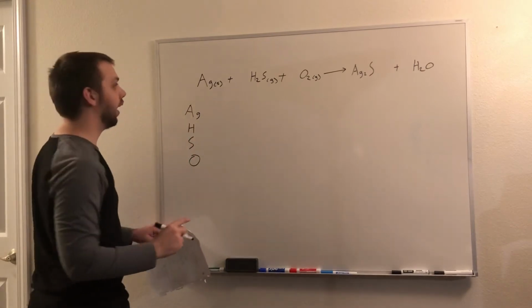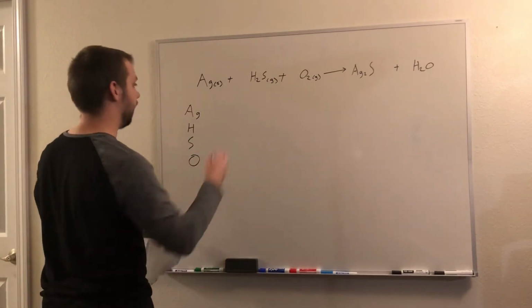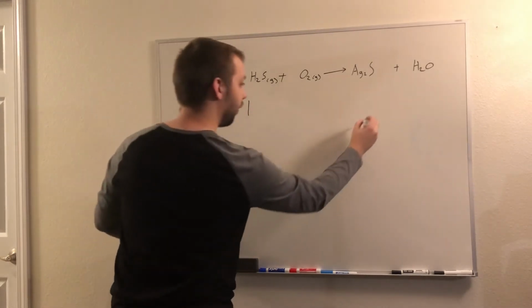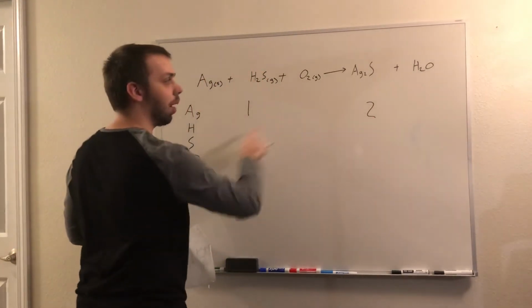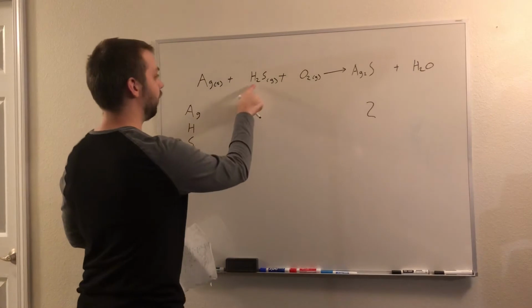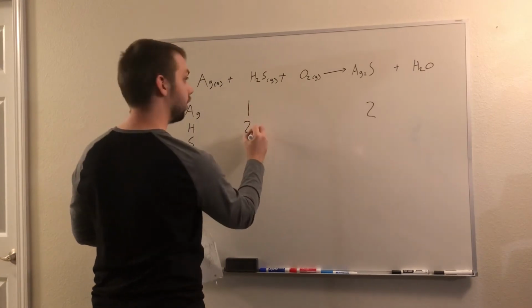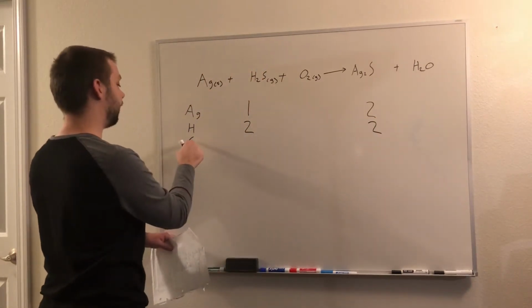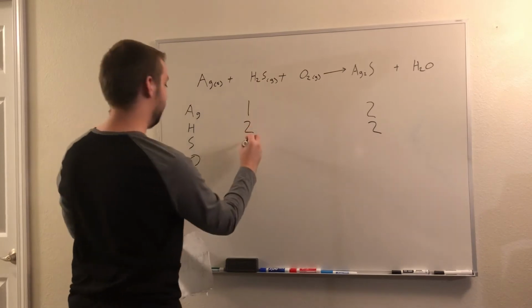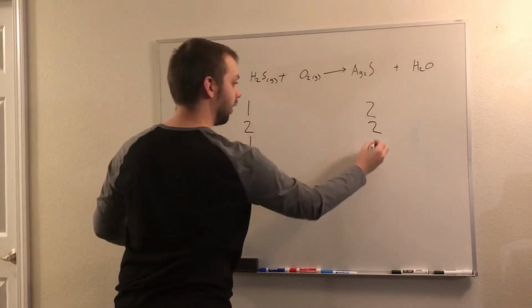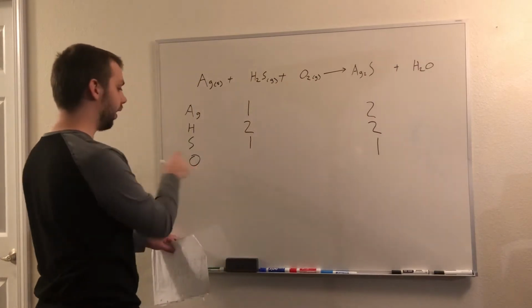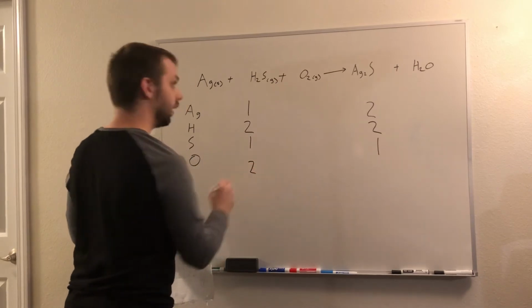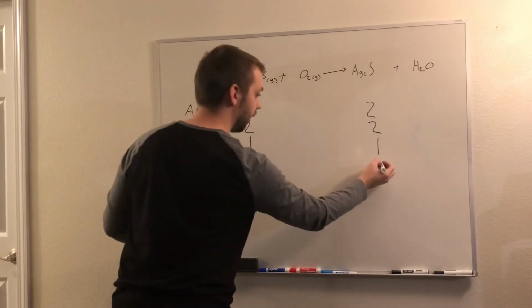So how many silvers do we have? Let's write it with the black here. We have 1, and then on this side we have 2. So we can already see that they're not balanced. Hydrogen: we have 2 on this side, and we have 2 on this side. So that's good, at least those are taken care of. Sulfur: we have 1 sulfur on this side, and 1 sulfur on this side. So that's good. And then oxygen: we have 2 oxygen on this side, and we only have 1 oxygen on this side.